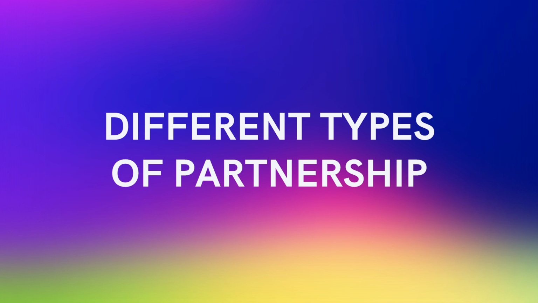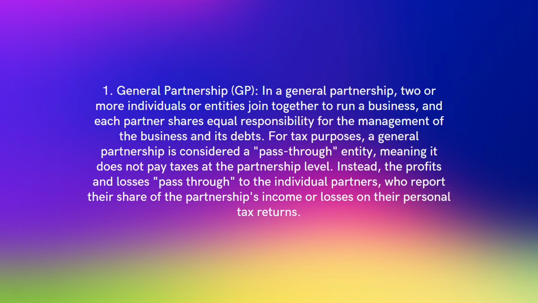So after the definition, now we come to the discussion of what are the different forms of partnership in US tax. So the first one is general partnership. In a general partnership, two or more individuals or entities join together to run a business and each partner shares equal responsibility for the management of the business and its debt. For tax purposes, a general partnership is considered a pass-through entity, meaning it doesn't pay taxes at the partnership level. Instead, the profits and losses pass through to the individual partners who report their share of partnership income or losses on their personal tax return.